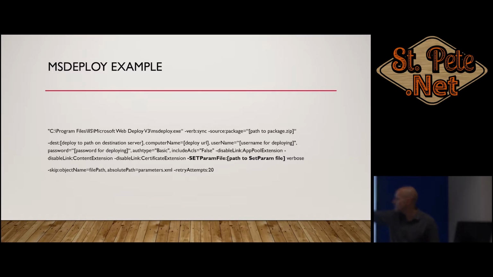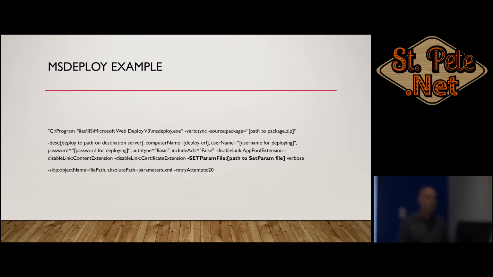So this would be the package. This happens after build time, so you've already created your package.zip file that you're ready to deploy. Then you put in where you're going to deploy it on the server, your computer name, your credentials, your authentication type, whatever. And then here's where you're actually going to put in your set param files. Where's your path to it?